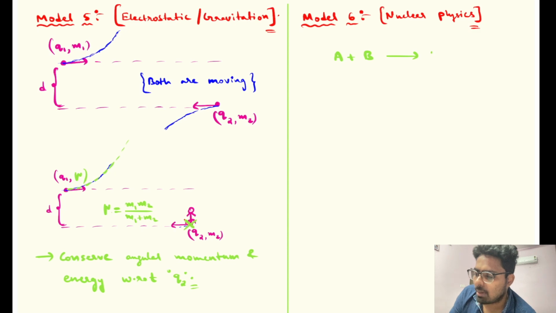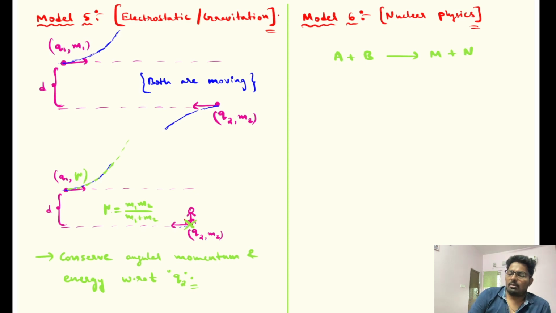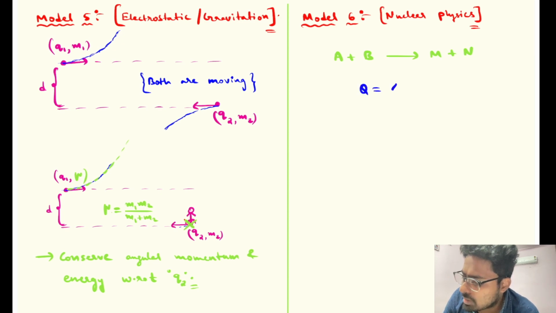Let's say A plus B gives some M plus N. There are two elements which are added to get M plus N. You know how to find the Q of the reaction, right? Q is nothing but delta m into c square. What is the Q value here? It's nothing but delta m into c square.